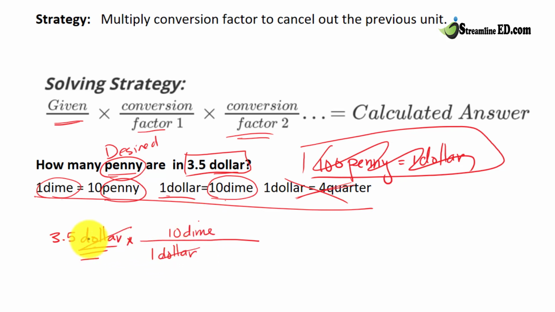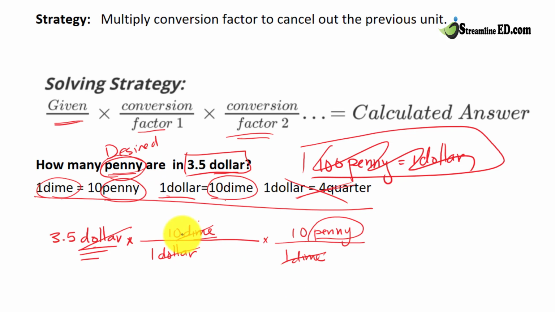And now, look what we have. We have dimes. Right here we have one dime equal to 10 penny. So now we can multiply that. And of course, the dime will be on the bottom. If this part is on the bottom, the other part must be on top. So it's 10 penny. And look what we have, penny, which is exactly what we are looking for. So the dime cancels out.